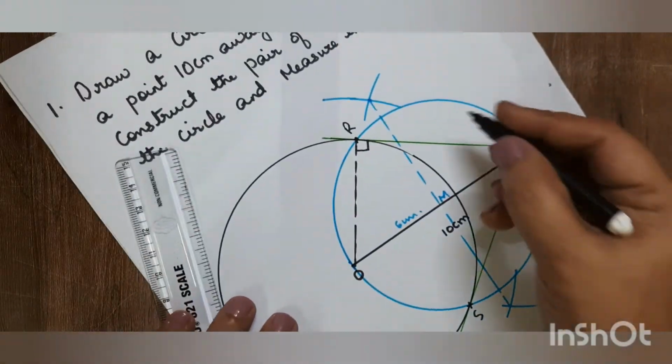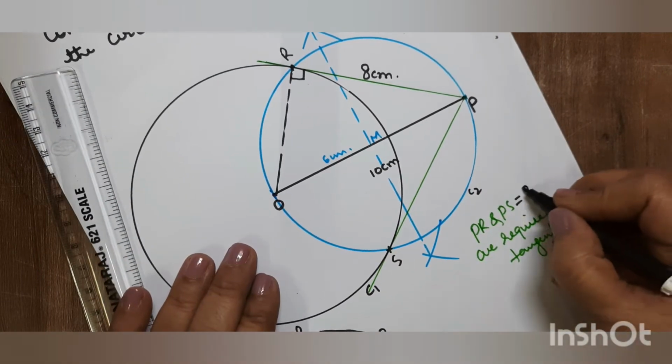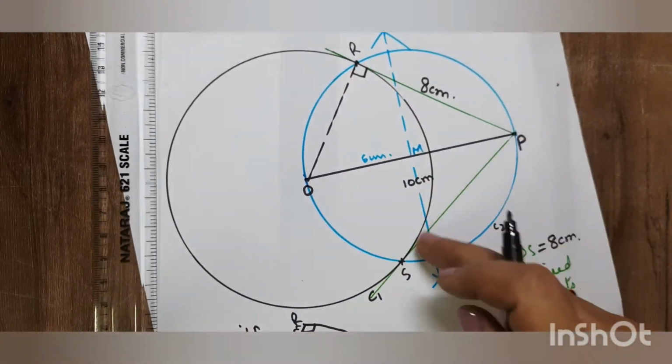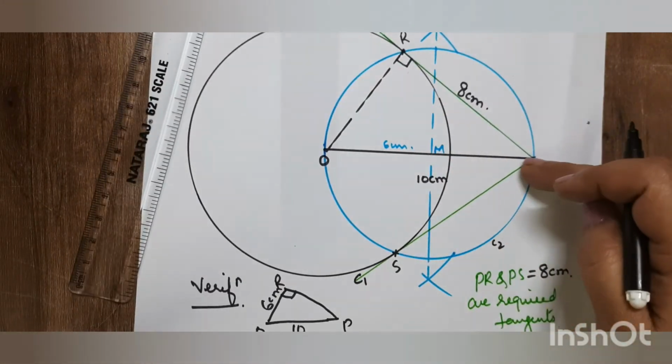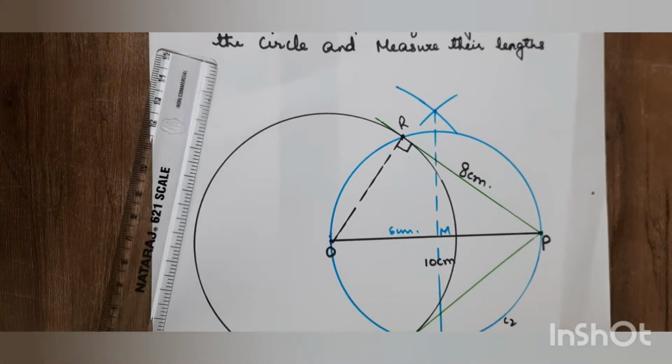Yes, when measured by scale also you get here 8 centimeters. Our required tangents, they both are equal to 8 centimeters. You can measure both. We have the theorem that RP will be equal to PS. Okay, hope you understood the first one.